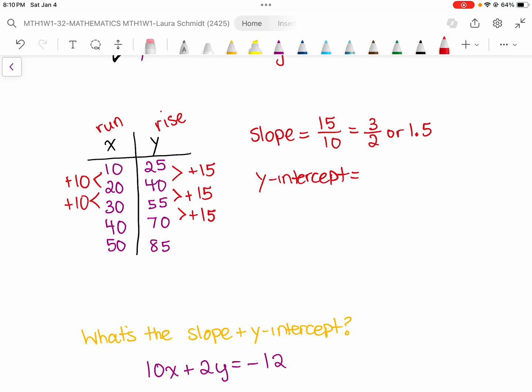My y-intercept is when x equals 0. So if I backed it up 10, then I would have to back up my y 15. So that would be at 10. So I know my y-intercept must be at 10. So my equation is y equals 3 over 2x plus 10. Y equals mx plus b.